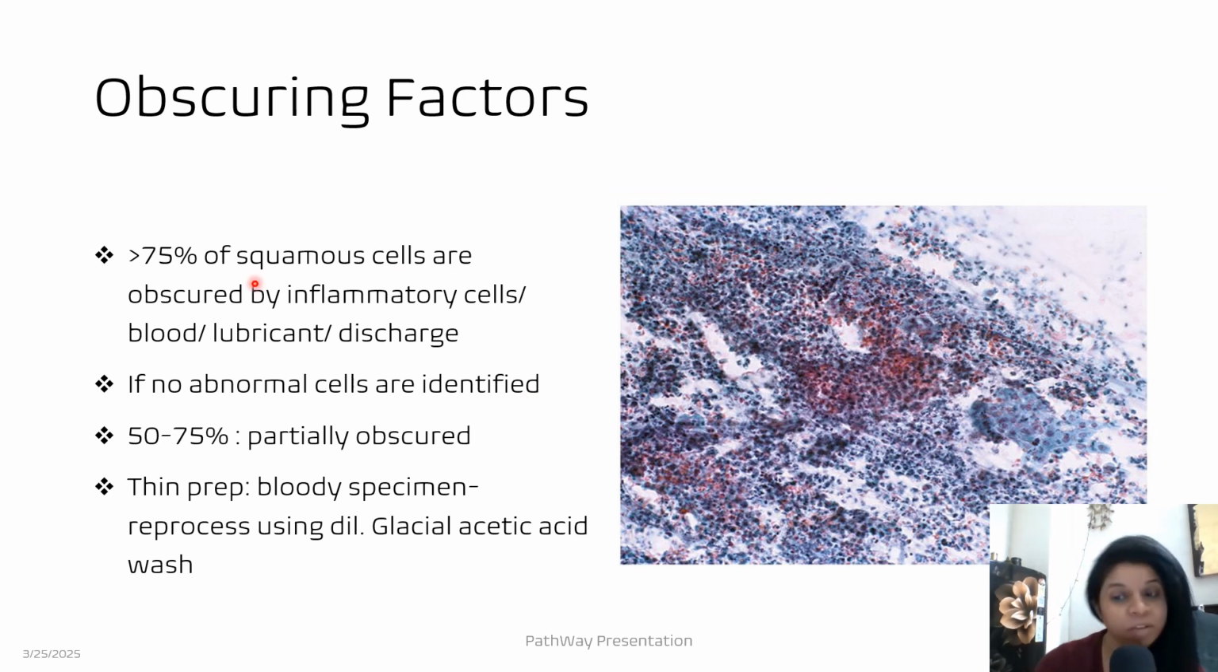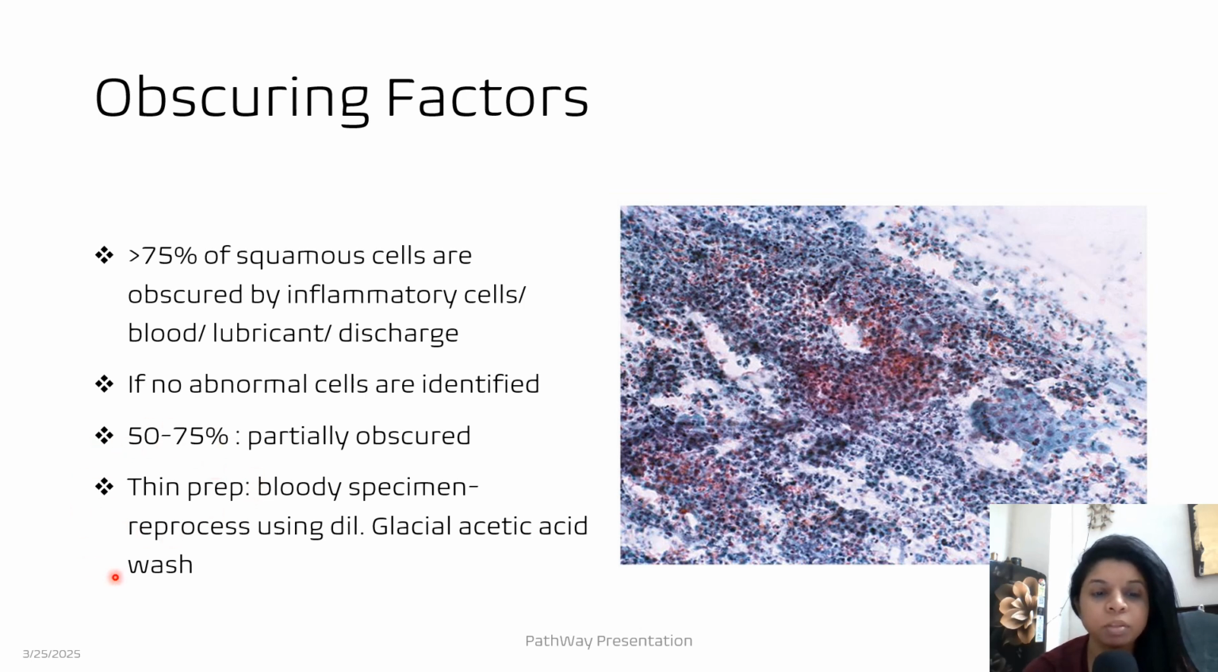See, I said more than 75% is obscured, but maybe in the remaining less than 25%, if you see abnormal cells, then you should consider it adequate. You are going to report the atypical cells, and for that you will call the slide adequate. But if there are no abnormal cells, then by definition this is unsatisfactory for evaluation. And if the obscuration is 50 to 75 percent, it is not unsatisfactory, but you will mention in the report that the cells are partially obscured.